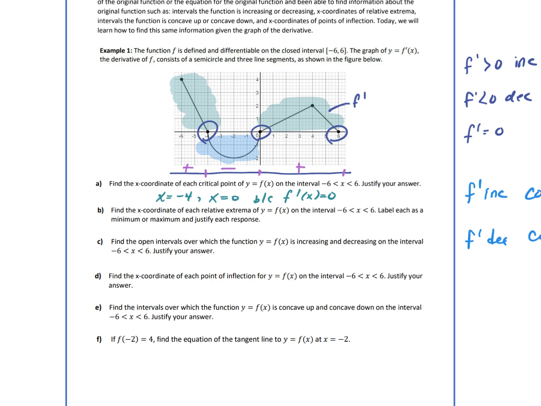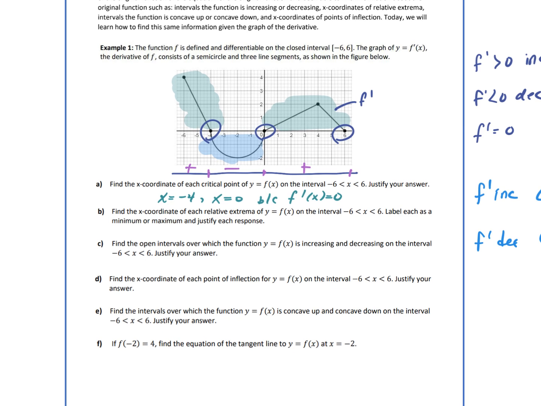For b, they want a relative extrema, so we're going to say the relative min at x equals 0, and we would say because f prime goes from negative to positive, okay? So I'm going from below the x-axis to above the x-axis. And then a relative max, and that's going to be at x equals -4, because f prime goes from positive to negative. Here I'm above the x-axis, then I go below it, so I'm going from positive to negative.